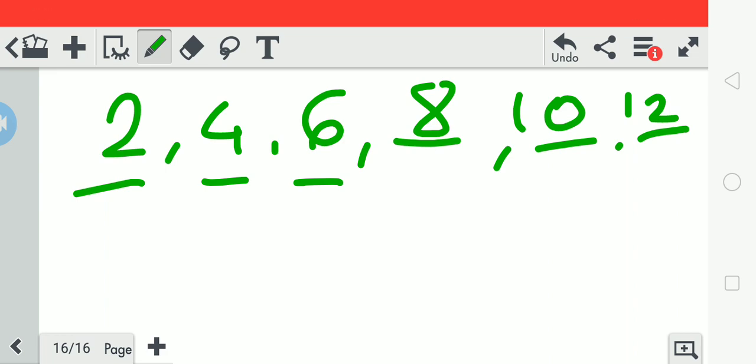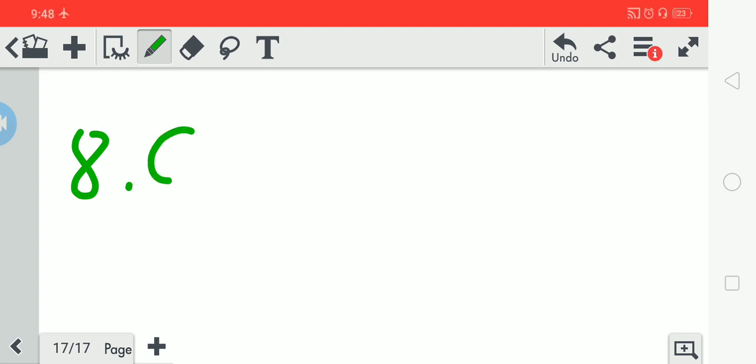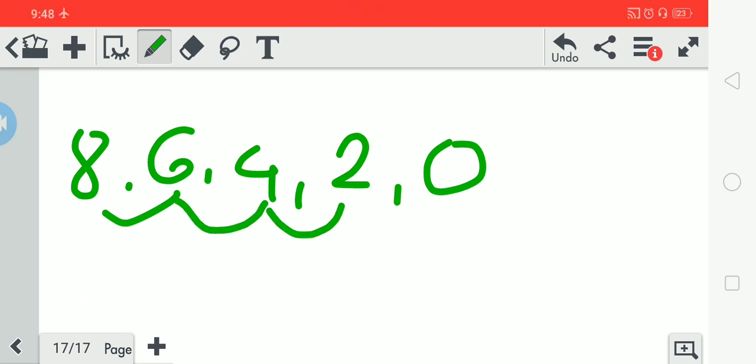Same way, now some patterns will be given in negative and positive form, right. So for example 8, 6, 4, 2, then 0. Now how to find the pattern? Here we know the difference is 2. In between 8 and 6 the difference is 2. Same difference is there in between 6 and 4, 4 and 2, and 2 and 0. Now after the 0 which number will come?